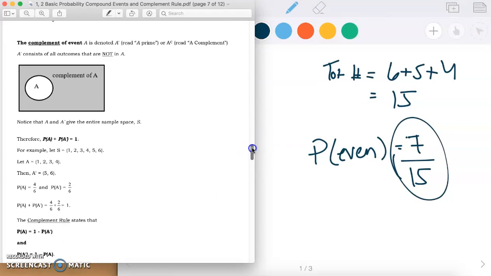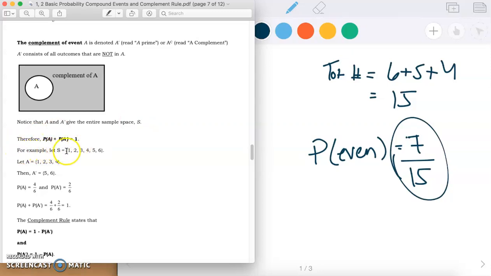The complement of event A is denoted A prime or A complement, A^C. A prime consists of all outcomes that are not in A. So here is your set A, and the complement of A is all other outcomes that are not in set A. Notice that A and A complement give the entire sample space S. Therefore, the probability of A plus the probability of A prime equals 1.